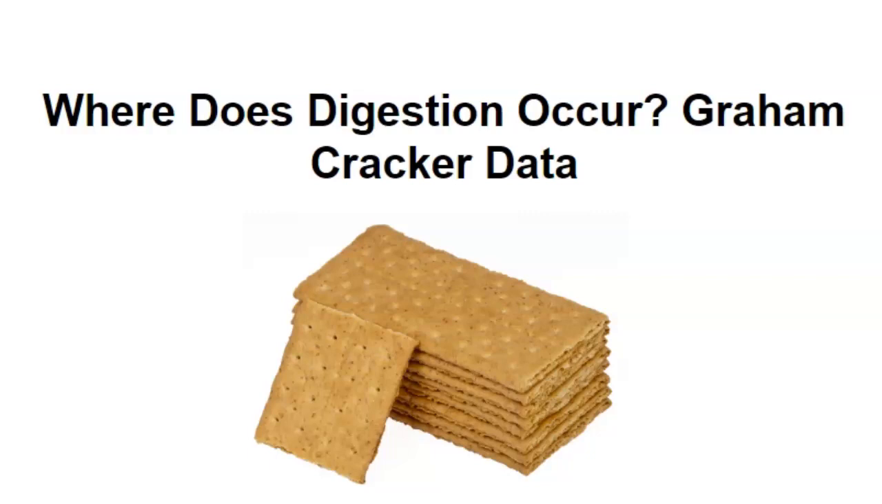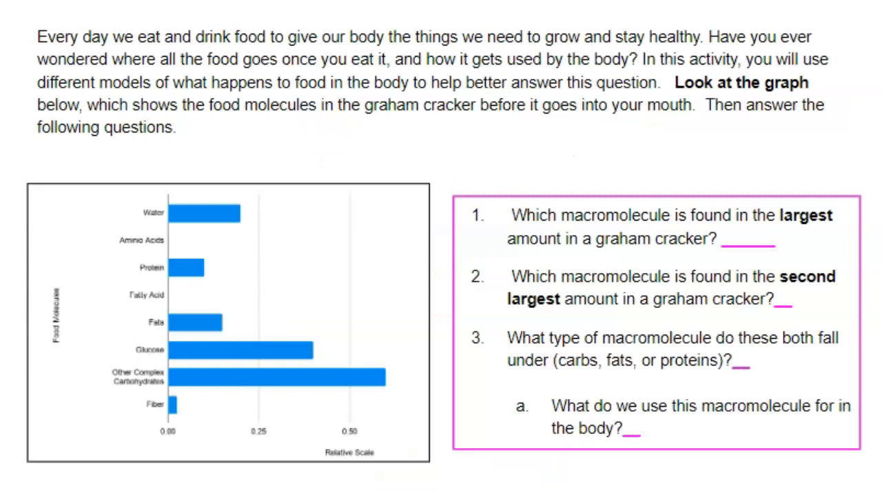All right, so we are going to take a look at how a graham cracker gets digested in our body. We haven't learned any of the names of the digestive organs yet or what they do, so this will be an exploratory kind of activity. So the first thing we're going to do is look at the food molecules that are in a graham cracker, okay? And we're going to answer the questions here.